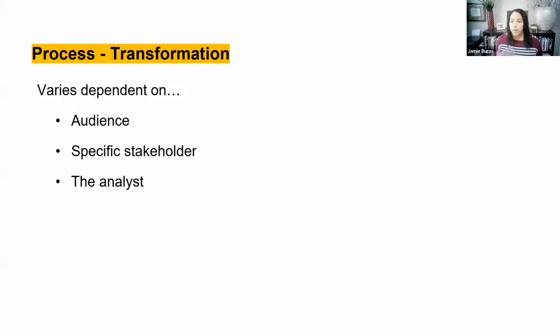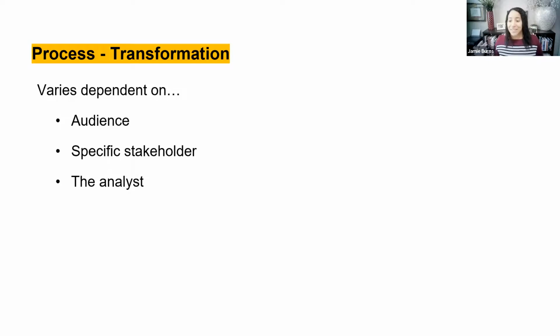And so you want to ask your stakeholder what they're looking for. Again, this is all about meeting them where they're at and providing something useful. And then the other bit is that how you transform data really depends on you as an analyst, right? We all have our preferences when we start writing. And so being aware of your preferences is really beneficial.